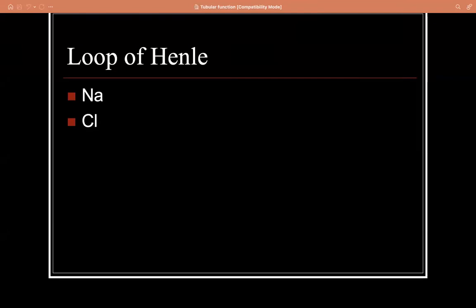As the fluid filtrate ascends to the ascending loop of Henle, there are certain things that also happen in the ascending loop of Henle. The ascending loop of Henle, one, is not permeable to water. Water does not leave the ascending loop of Henle.